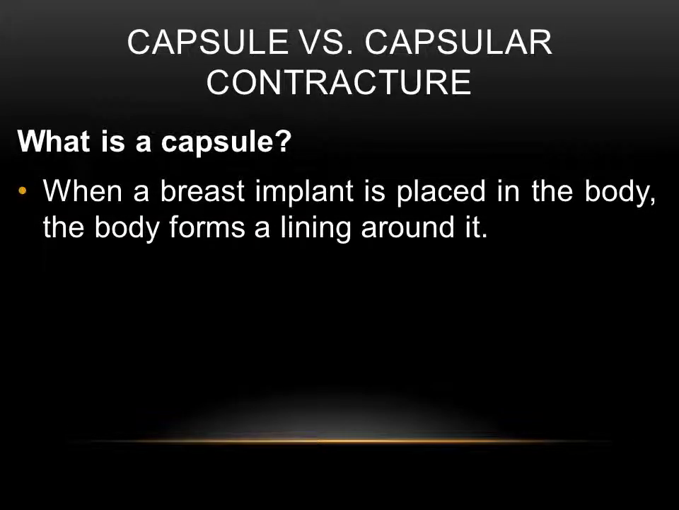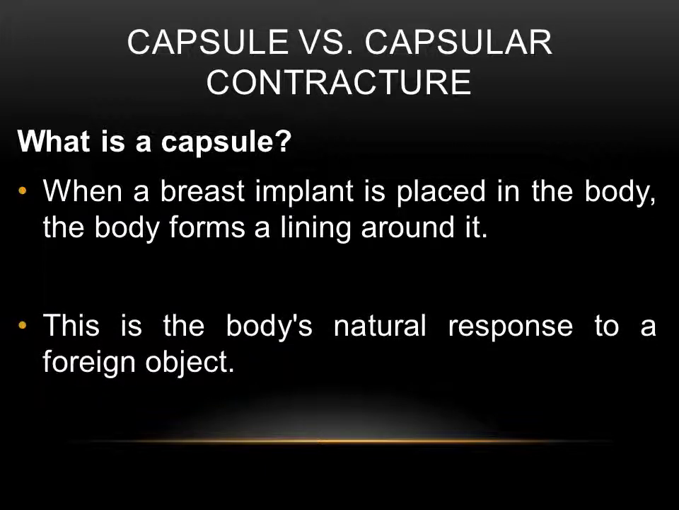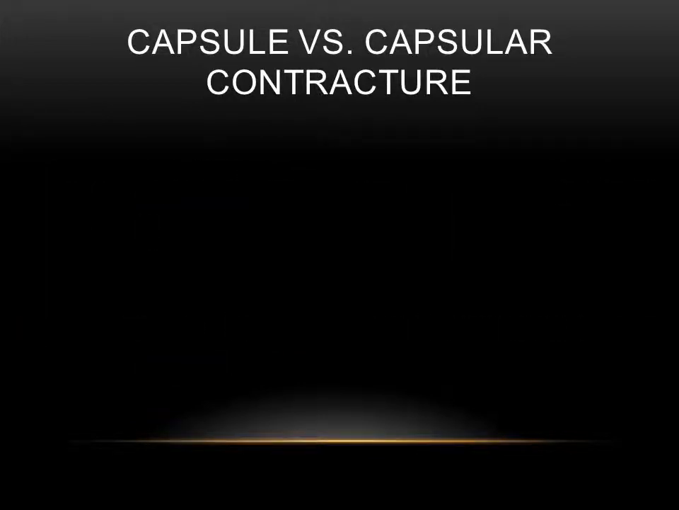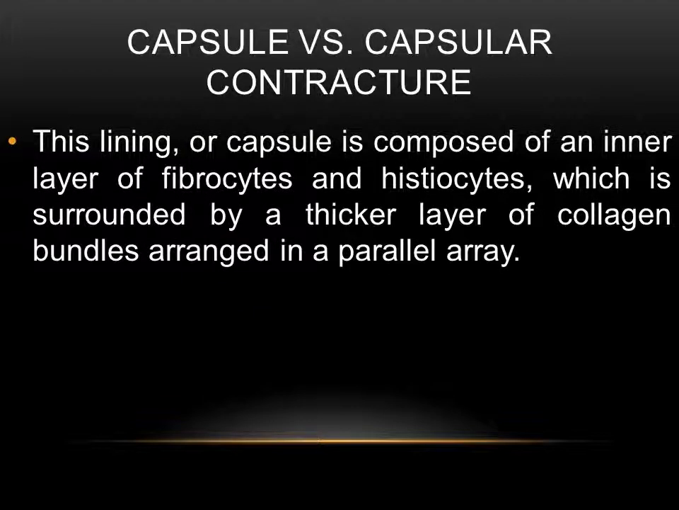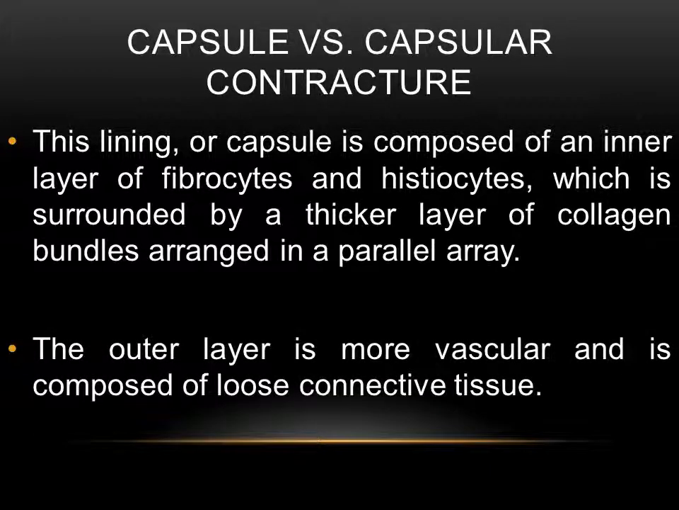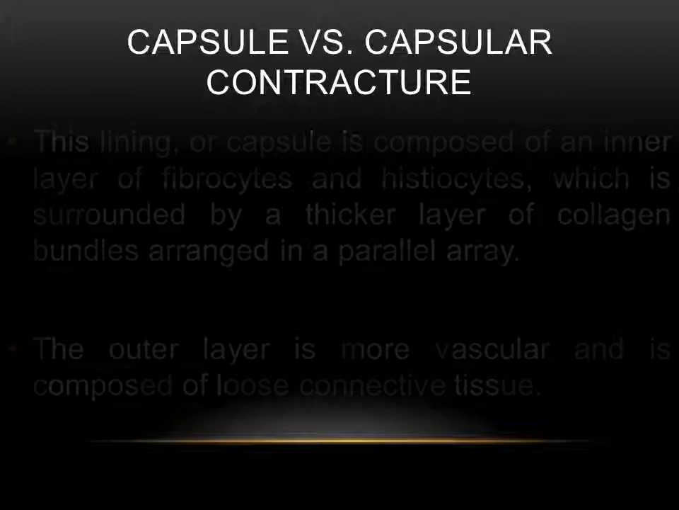What is a capsule? When a breast implant is placed inside of the body, it forms a lining around it. This is the body's natural response to a foreign object. This lining, or capsule, is composed of an inner layer of fibrocytes and histiocytes, which are surrounded by a thicker layer of collagen bundles arranged in a parallel array. The outer layer is more vascular and is composed of loose connective tissue.